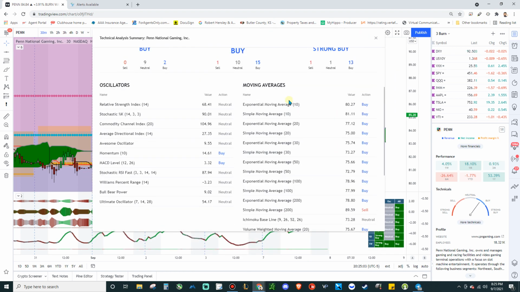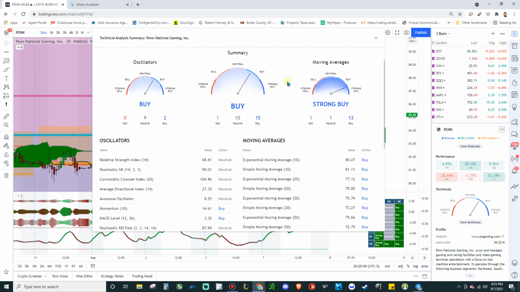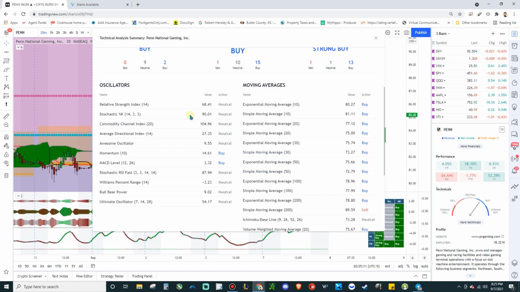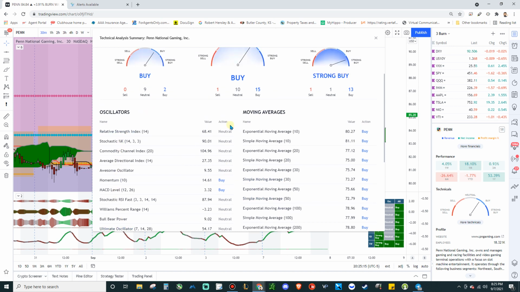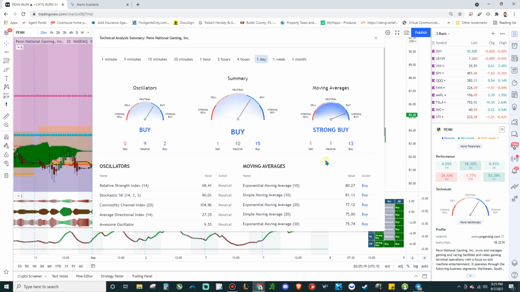So what they're looking at is all these different moving averages, and then it's going to basically line up a buy or sell based on all of these, based on the time frame that you want. And then on the oscillators, it's using all these different oscillators, and it's going to basically accumulate them and give you a buy or sell signal based on that time frame. So we've got the oscillators, moving averages, and so on.